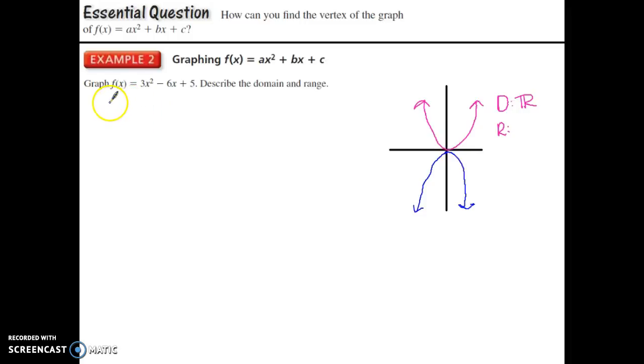So my first step here is to find the vertex. -b over 2 times a, so -6 over 2 times 3, which gives me +6 over 6, which just reduces down to 1. When I plug that back in, f of 1 is going to give me a +2. So my vertex for this question is 1, 2.